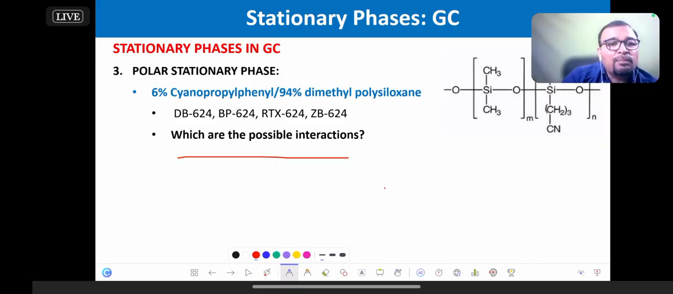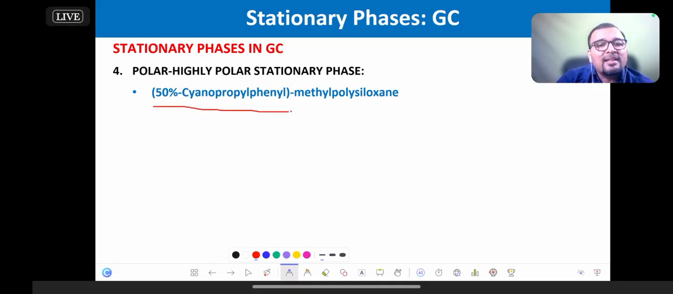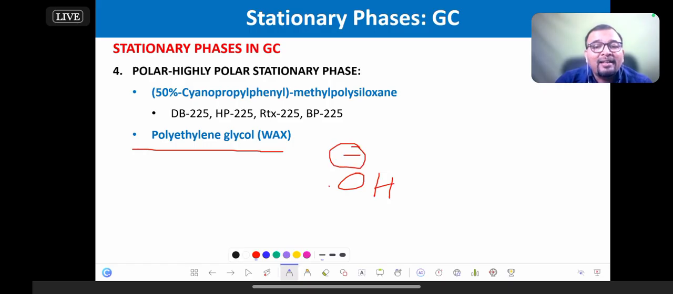Let us go ahead with the polar or highly polar stationary phase. Just 50% cyanopropyl phenyl methyl. So what happens now? Will the polarity increase or decrease? With the 50% cyanopropyl phenyl, we saw 6% earlier. Now 50%. Increase or decrease? Increase in the polarity, right? So it is a highly polar stationary phase. But there is one more stationary phase which is very, very highly polar, called polyethylene glycol or wax stationary phase, having the hydroxyl as a functional group, and this acts based on hydrogen bonding.